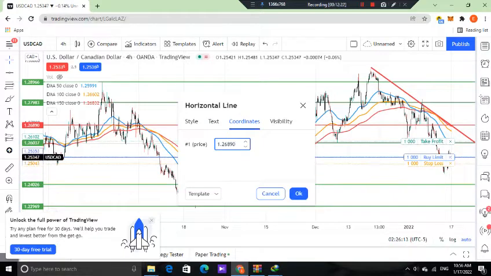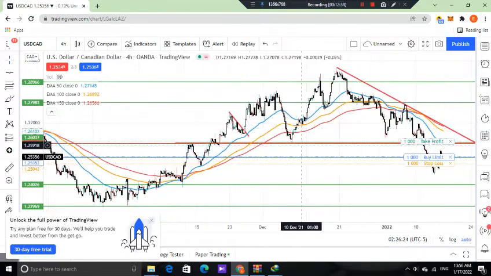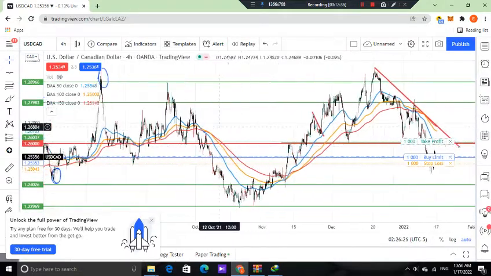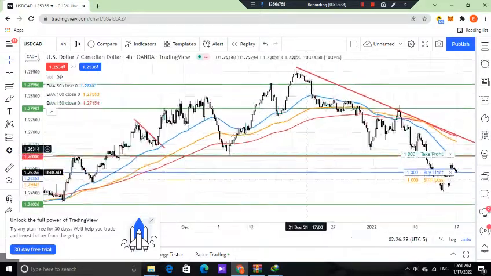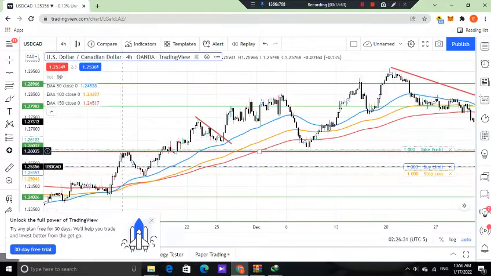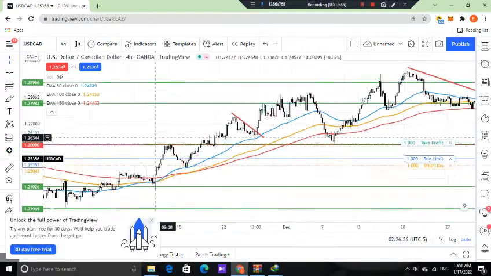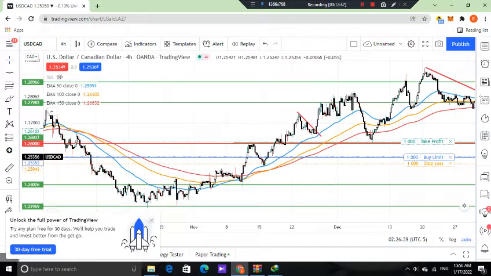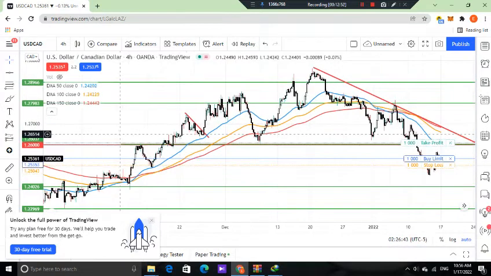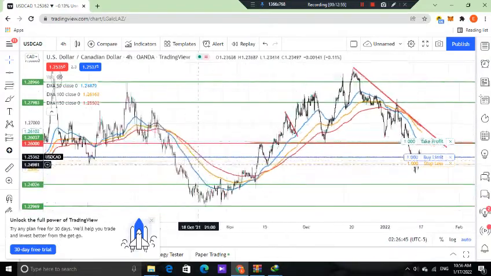Round numbers like this, or we can consider it like this. As you can see, how interesting is that, you know. I talked about this level, and it's exactly at this round number, this 1.26000. We had a lot of reactions at this level.